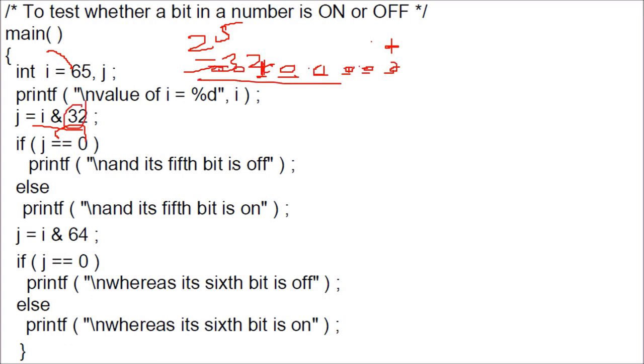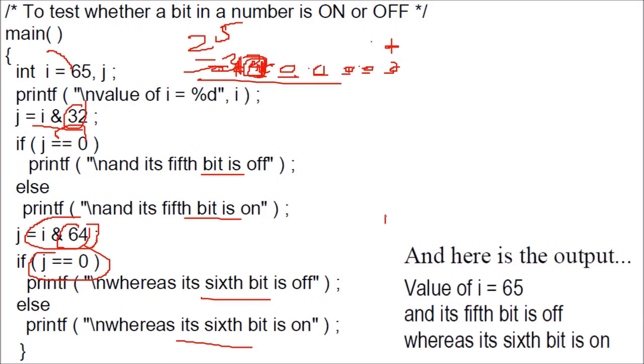And when you do it, the 5th bit is off, otherwise the 5th bit is on. And you want to check the 6th bit now, because this was 1. You now place this one, this has 1 and this has 0. So the 6th bit is off if you get j equal to 0 after ANDing this. Otherwise the 6th bit is on. And this is the sample run of this program.